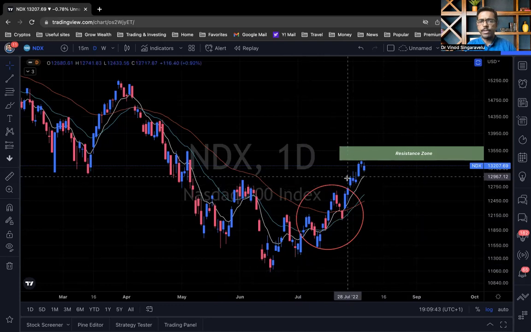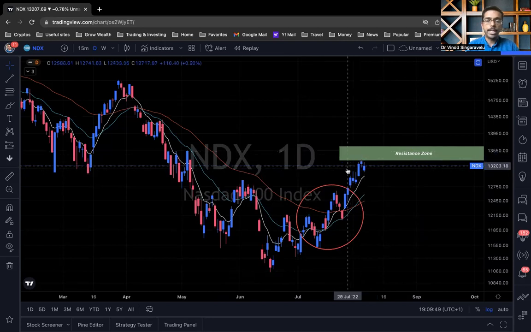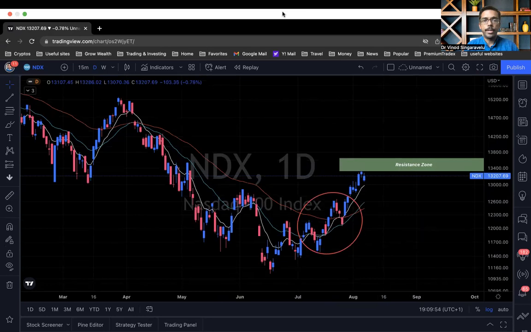So we are at a critical juncture at this point. A lot of new retail buyers are coming in because the market is doing better, but it is right now sitting at the resistance zone. So the advice is to be cautious and be very stock selective.